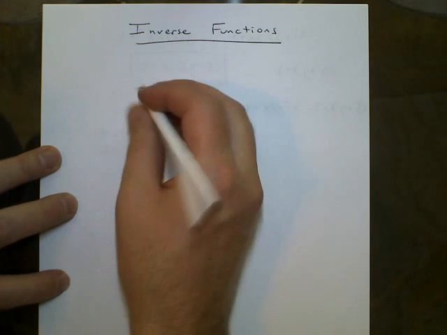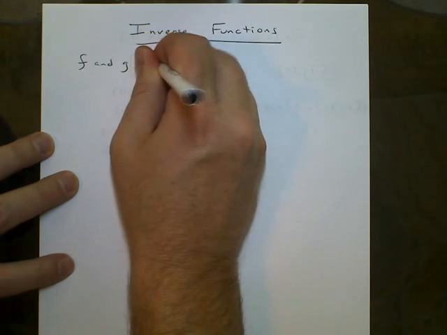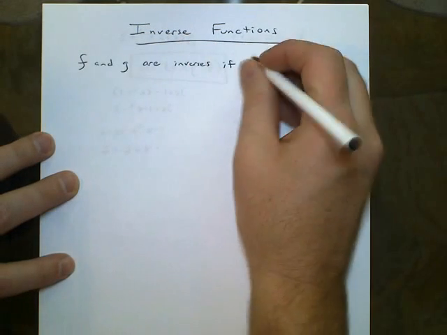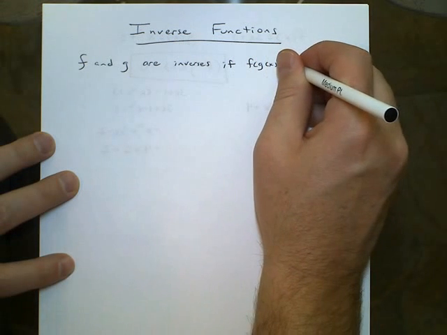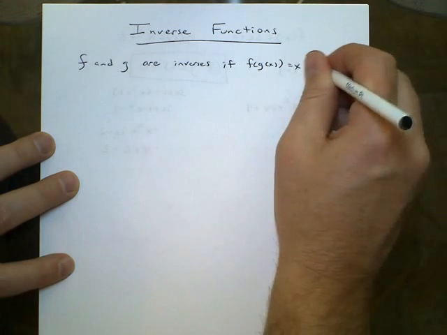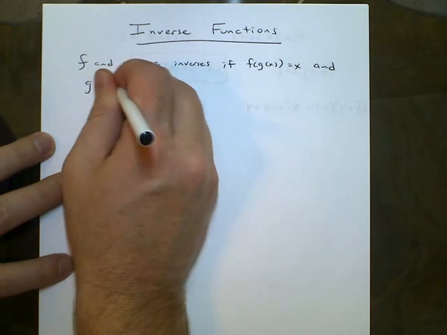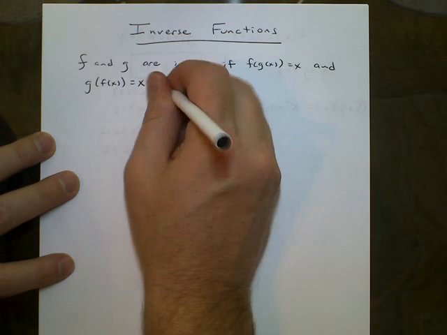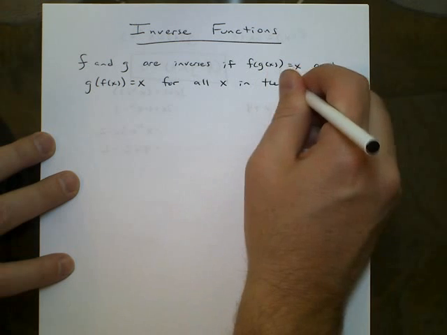The definition of that would be that f and g are inverses if f of g of x is equal to x and g of f of x is equal to x for all x in the domain of f and g.